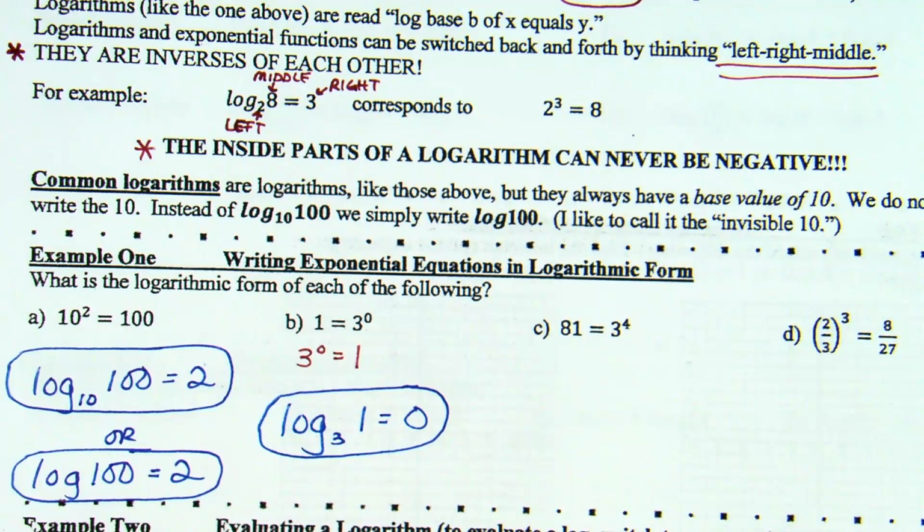Take a guess what the rule is that we're kind of learning in this case. Log of 1 is always going to equal 0, no matter the base. Okay, so just a handy dandy little rule to know there. Log any base of 1 always equals 0. Okay.